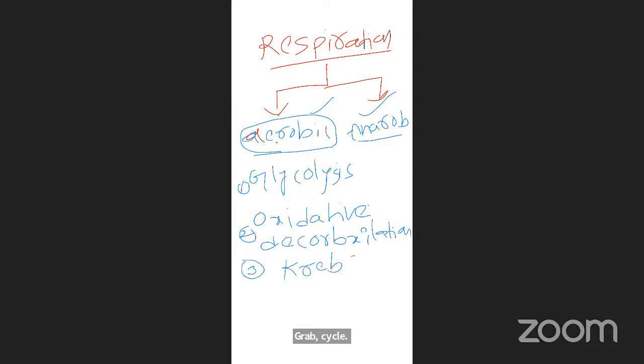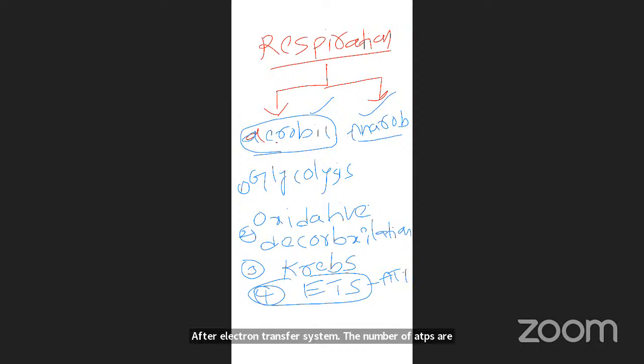And the fourth one? Electron transport system. Right. So as you said, the end product of respiration is ATP. The ATPs are formed after the electron transport system. This ATP energy is utilized for the bioactivity of cells and of organisms.